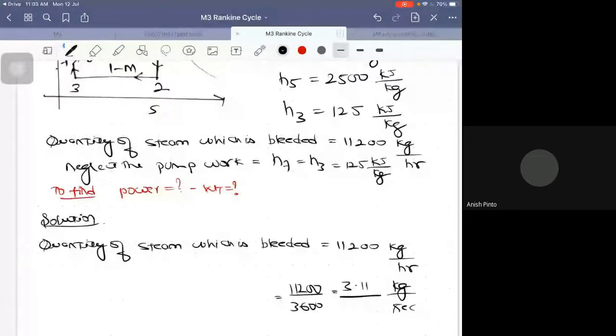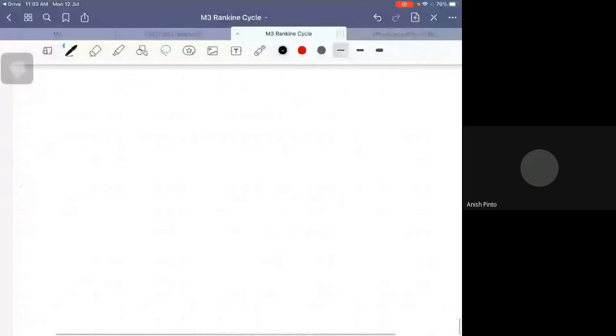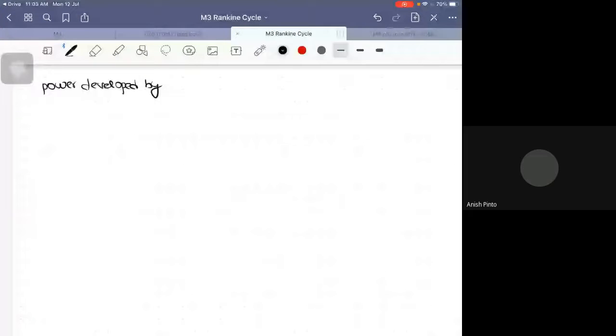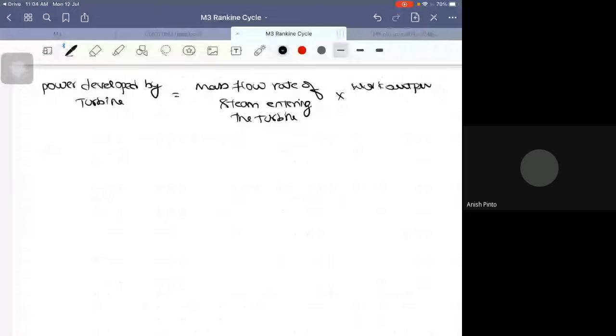Now, the power which is being asked. What he has asked is power developed by turbine. So how will you calculate this? That is equal to the mass flow rate of steam entering the turbine, times the gross work output from the turbine.